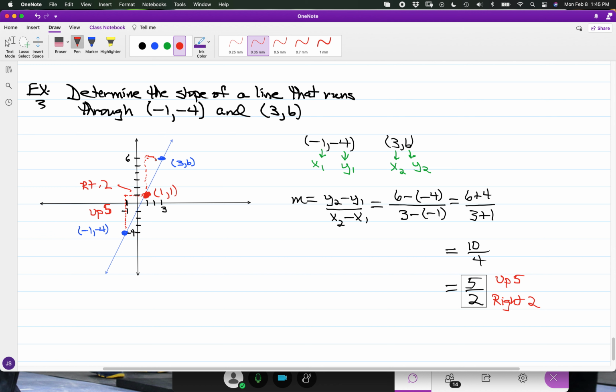So this is again with the slope formula. You have the slope at 5 halves, and again, just with the drawing, this is like a triangular representation: up 5, right 2, up 5, right 2, where you still have the points -1, -4, and 3, 6 connected by this straight line. And we'll be looking at various types of linear equation formats, using in many cases slope as a foundation.